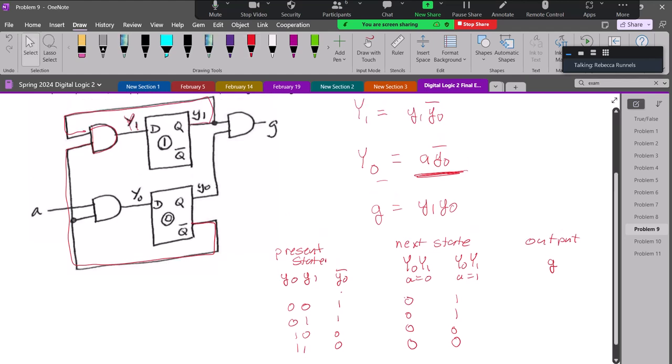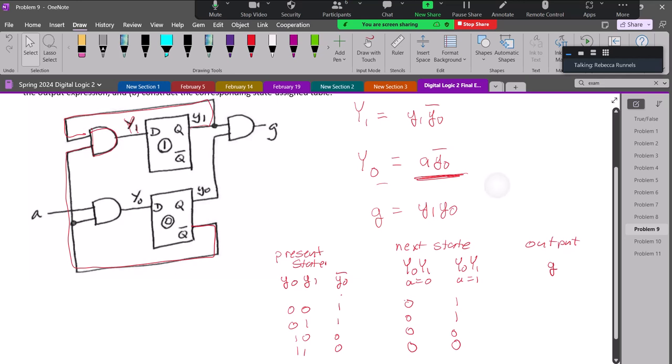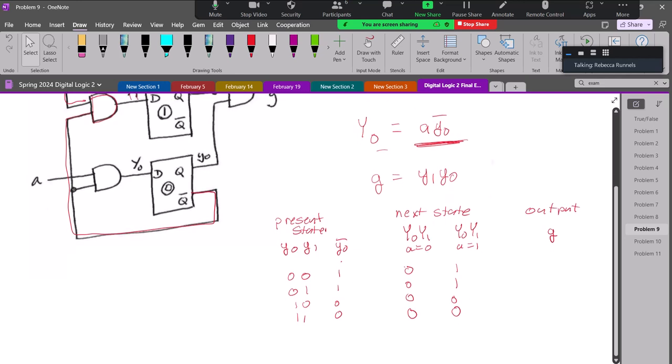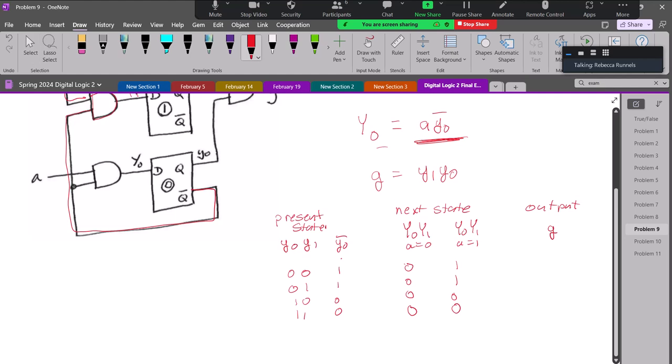So y1 is y1 and y0 not. So that is only going to be 1 in this case. And it'll be 0 everywhere else. And G is the and of y1 and y0. So that'll be 0, 0, 0, 1.